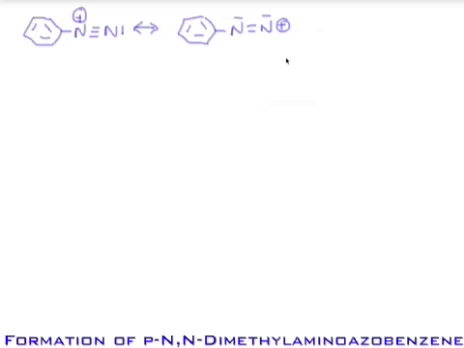If I react this molecule with an activated aromatic ring, perhaps like N,N-dimethylaniline, the electrophile can attack ortho or para. Aniline is an ortho-para director. And I'm going to focus on one of the products only. I will get substitution in the para position. That is, I will form this molecule.